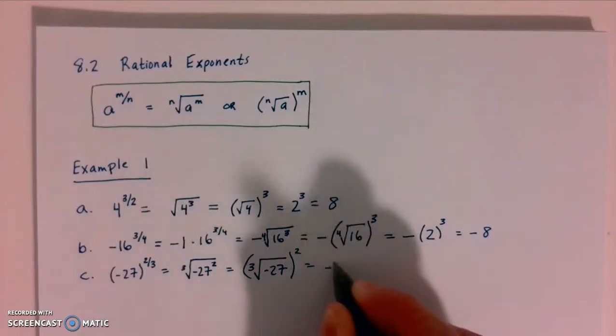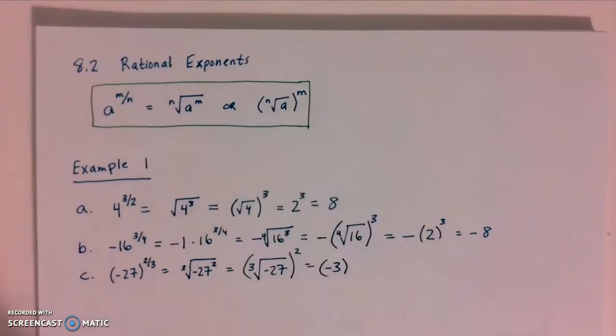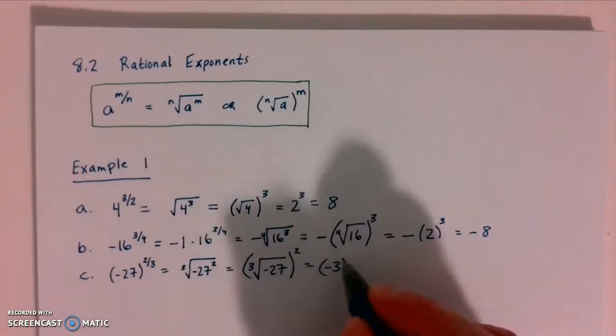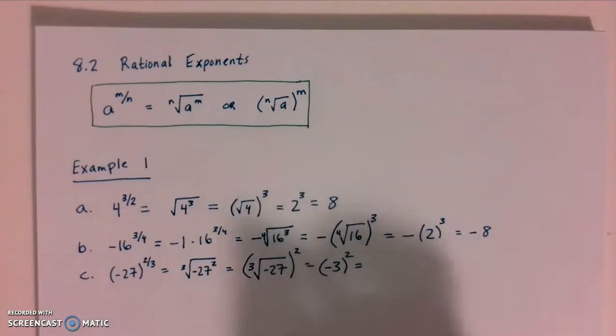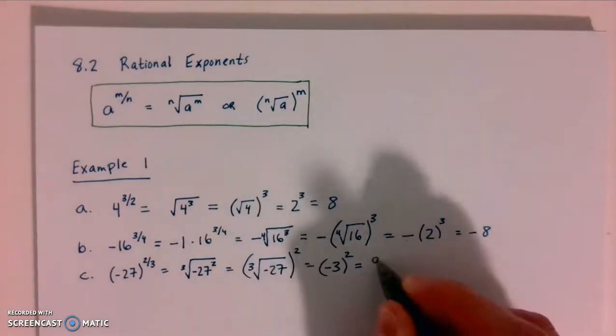So we have negative 3, and we're going to take that, and don't forget that we still have to square it. So negative 3 squared is a positive 9.